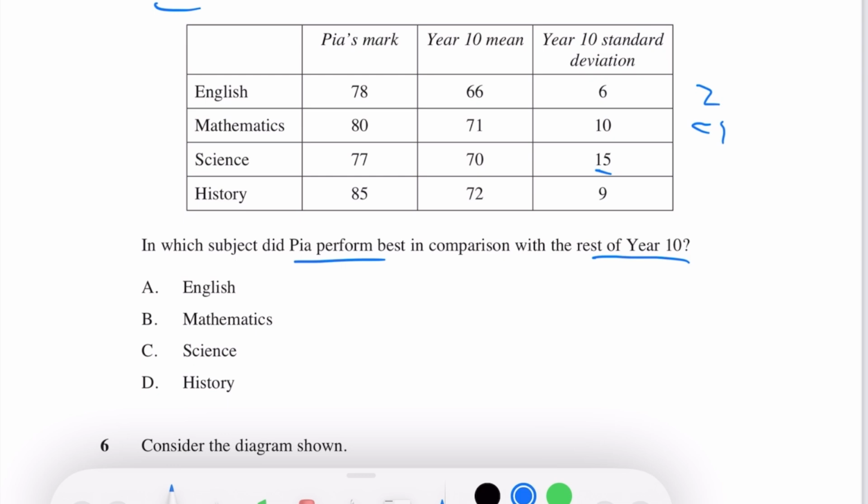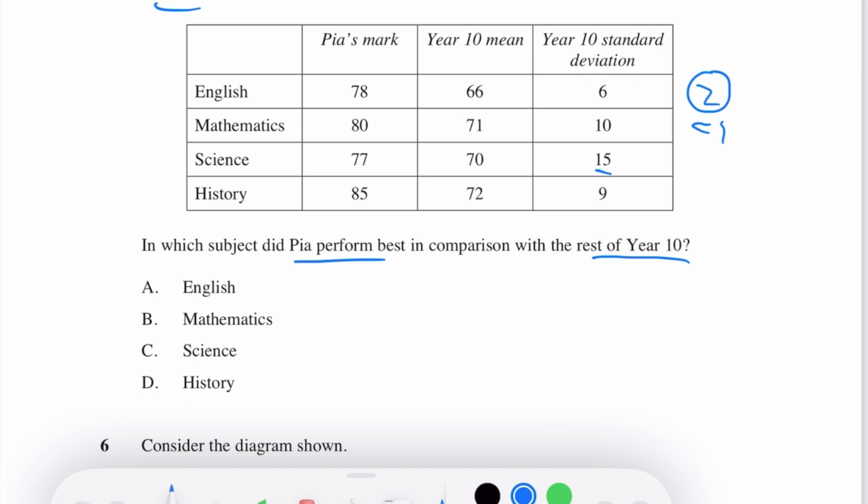And then the last one, for history, she's also not 2 standard deviations above the mean, because if you take 9, double it, you get 18. If you add on 18 to 72, you're going to get 90, and she got 85, which is less than 90. So therefore, A will have to be our answer.